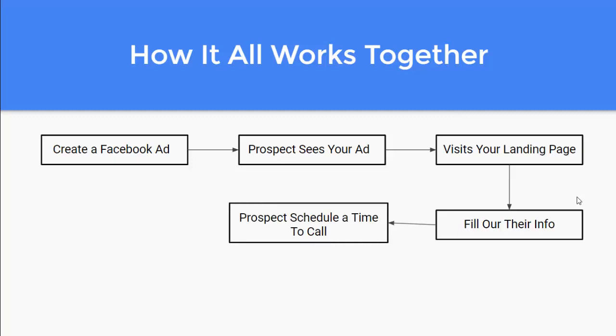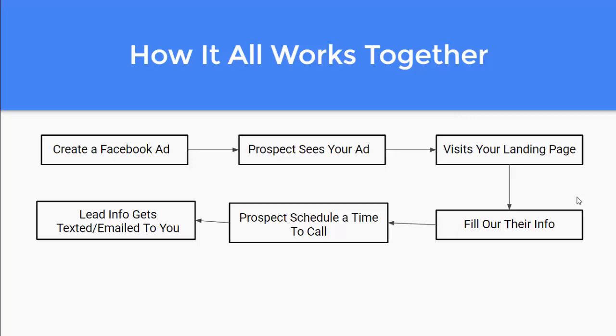And next, after they fill out their info and press submit, they're taken to another screen where they're able to schedule a time for their free phone consultation, right? That's the time for you to call them and actually schedule an appointment and close the deal. So right away, after they schedule a time and fill out their info, that info gets texted and emailed to you. And because you have their phone number right now, you do have the power to call them.